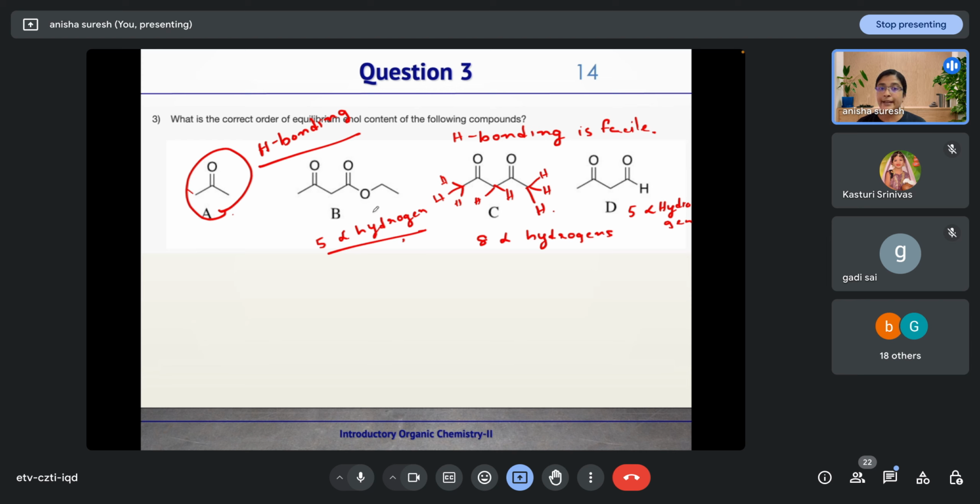Now coming to B and D, in case of B, this resonance is there. So this resonance will interfere with the formation of the enol. Because of that, B will be having the least equilibrium enol content compared to D. So the right option will be C greater than D greater than B greater than A.